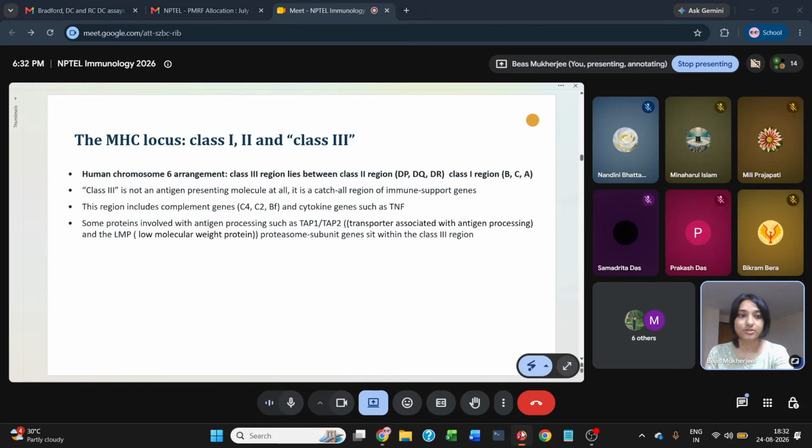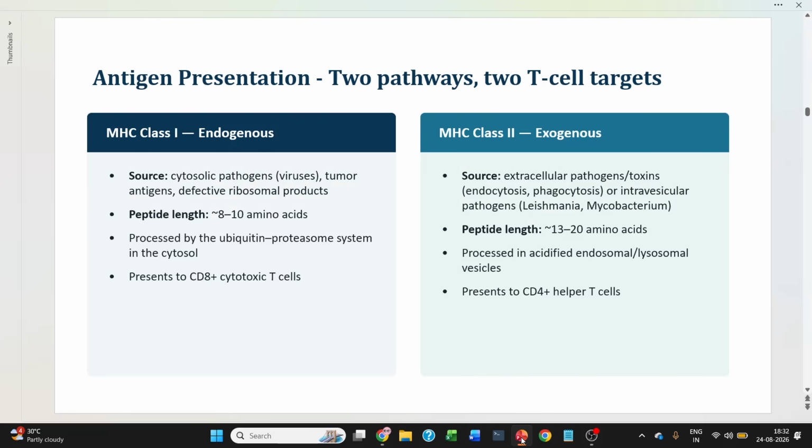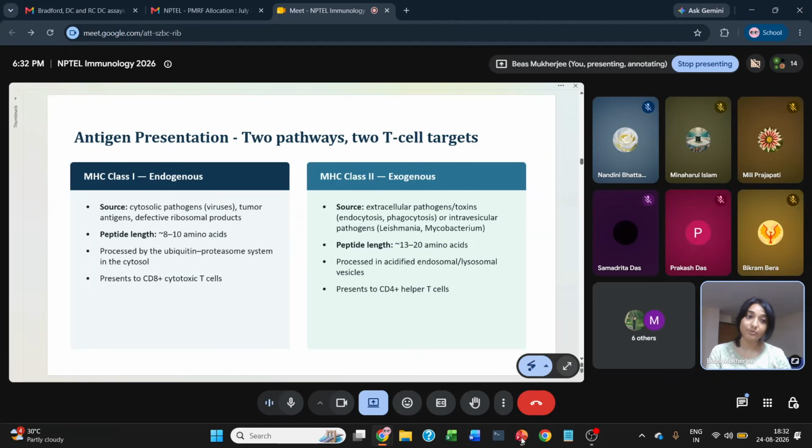Now we come to something very important, which is antigen presentation. There are two pathways of antigen presentation. One is called the endogenous pathway, which is for MHC class 1, and for MHC class 2 it is the exogenous pathway. The source of the antigens for the endogenous pathway is viruses, viral proteins, tumor antigens, and defective ribosomal products.